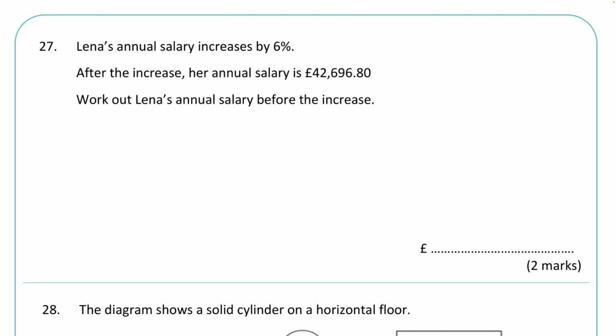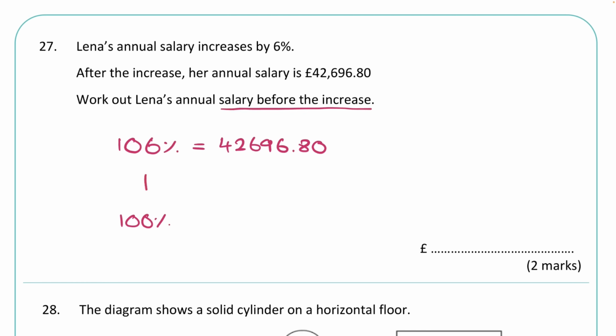It says here, Lena's annual salary increased by 6%. After the increase, her annual salary is £42,696.80. Work out Lena's annual salary before the increase. So as it's gone up by 6%, that is now 106% of the original salary that she had. So 106% is equal to £42,696.80.